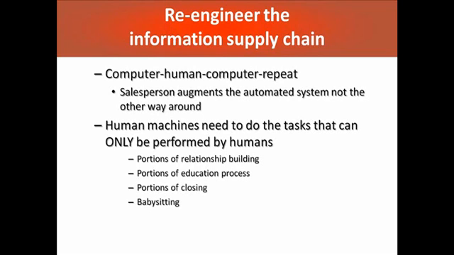So what we want is to create a system where our human machines do the tasks that can only be performed by humans, which is going to be a lot. Ideally, it will be a very small percentage of the first half of the sales process and a very large percentage of the last part. We can't build much in the form of relationships with the machine. We can't do some of the education. We can't do much, if any, of the closing unless it's transactional.